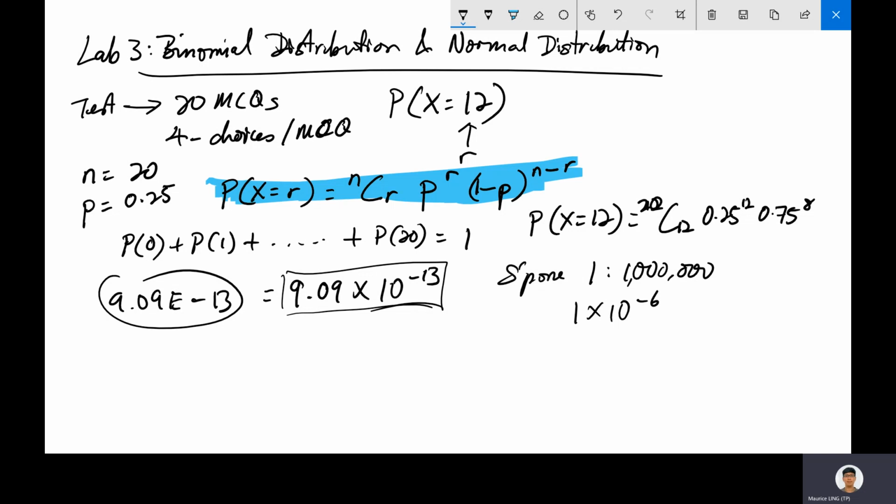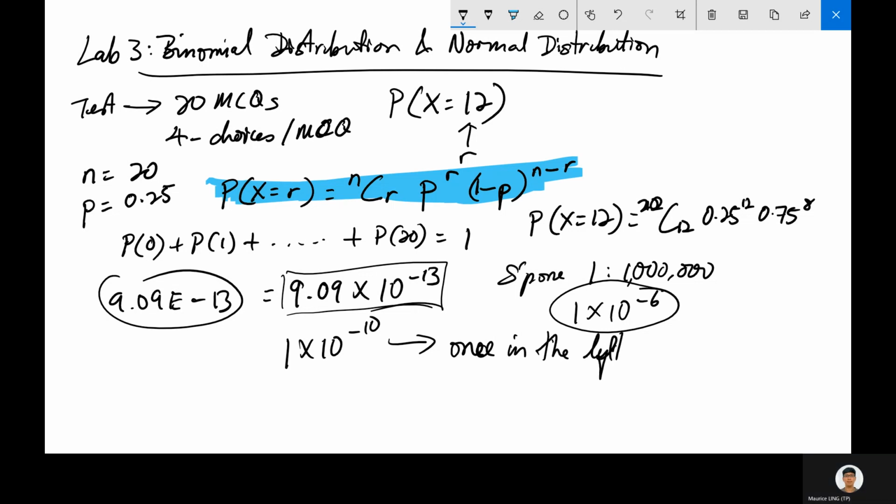Okay. Now, 1 times 10 to the power minus 6 is definitely much higher than this, right? Another way to look at it is 1 times 10 to the power of minus 10, or 10 billion, is about one chance in the lifetime of this universe. Doesn't mean that it will not happen, just a very low chance.